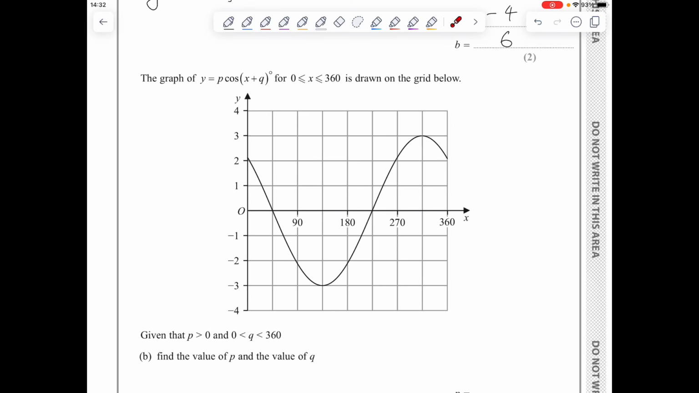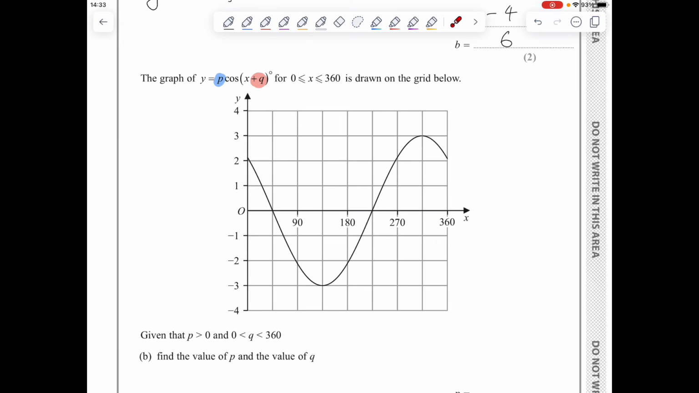Now for part B, I have a translated and stretched version of the cosine graph. If you have a look at this expression here, you're going to see there are two transformations. One of them is the plus q, which is a translation to the left by q units. The reason I know it's to the left is because q is positive. The second transformation is the p at the front, and that's a stretch by a scale factor along the y-axis. Note that p is positive, so no reflection is involved.